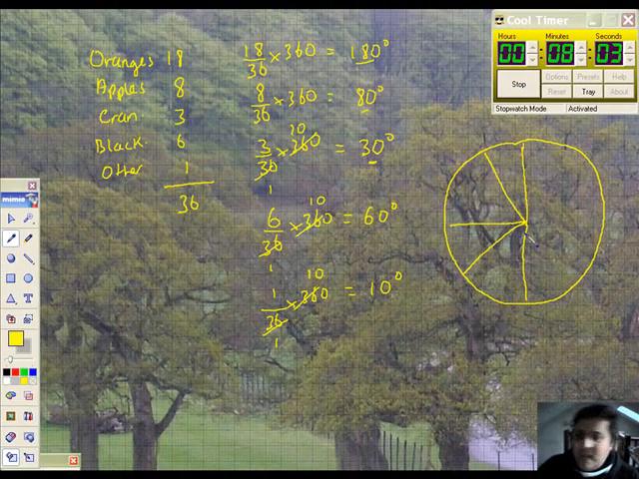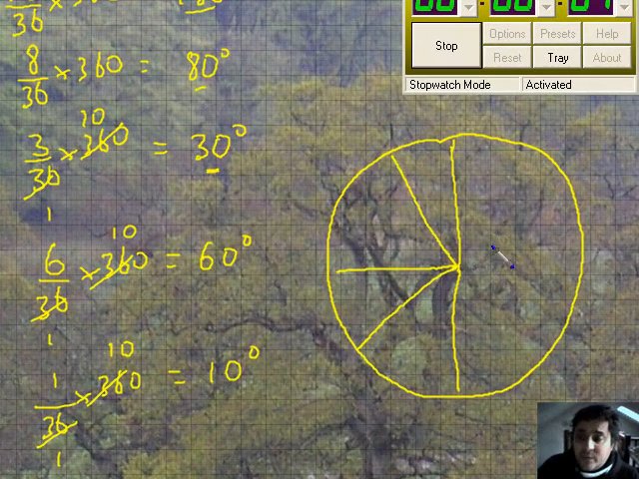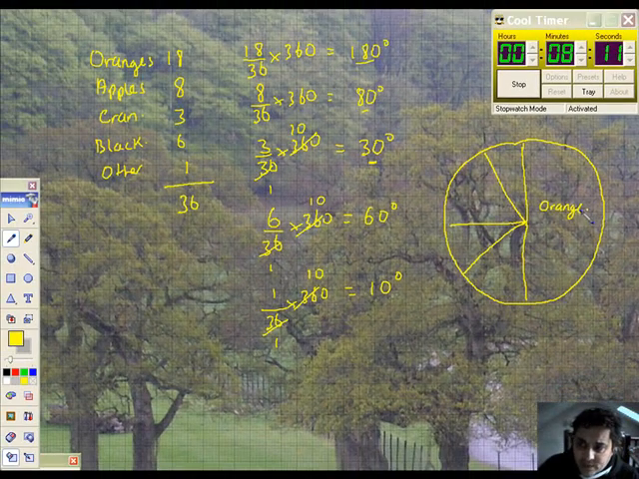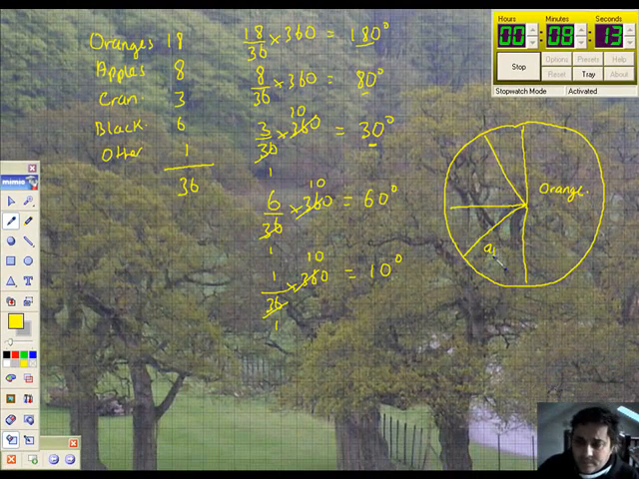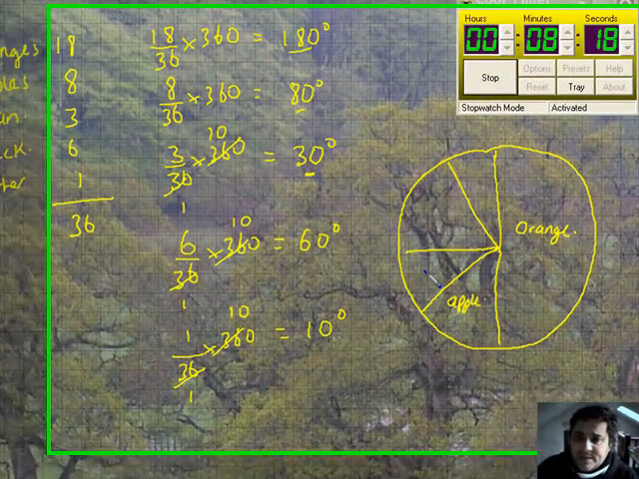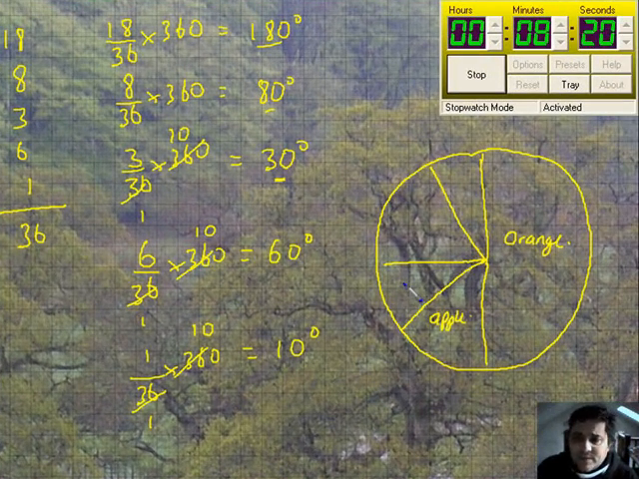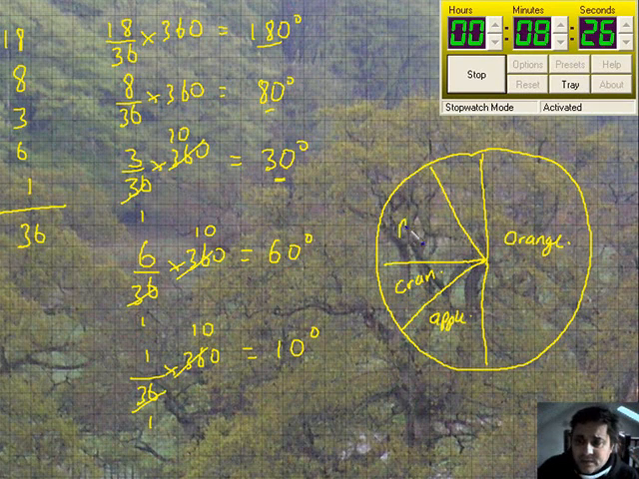So when you come to do the labelling, don't put the degrees in there, put the actual fruit that we're talking about. So that'll be orange, 180 degrees. That'll be apple. Next one will be cranberries. That's 80 degrees meant to be, no, 30 degrees. So that's going to be cranberry. The next one's going to be blackcurrant, 60 degrees. And finally, we've got other.